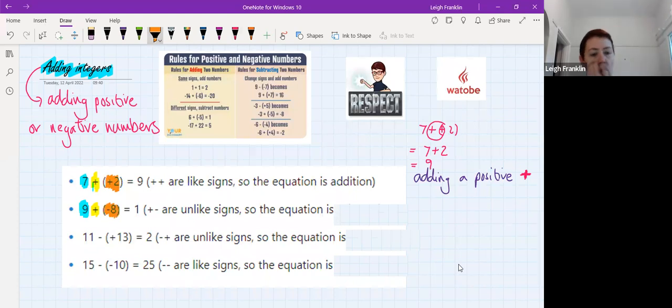All right, so what this means is start at 9 on the number line. And if we were going to go in a positive direction, we now need to change our direction and go the other way. So plus and minus are unlike signs. And because they are unlike signs, this means that we are going to be using what operation, Watobang?